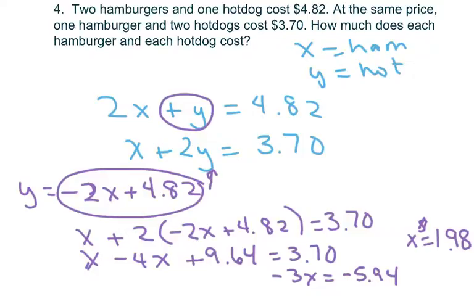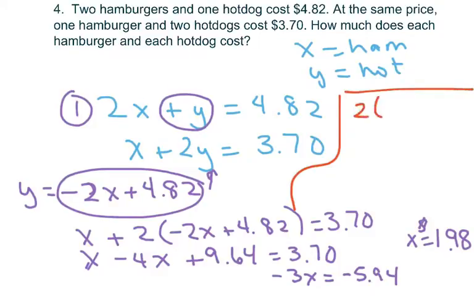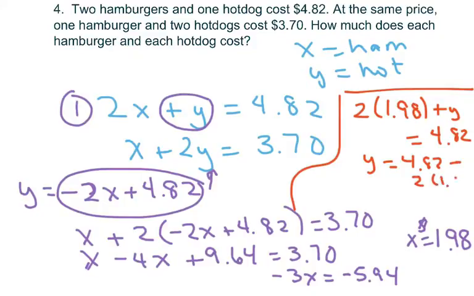So if x is $1.98, I'm going to plug that in. I'm going to substitute it in equation 1. So we have 2 times 1.98 plus y equals 4.82. I'm going to stick it here because I already have a word problem on the next page. And so y equals 4.82 minus 2 times 1.98. So y is 86 cents. So the hot dogs are 86 cents. The hamburgers are $1.98, which is pretty cheap.